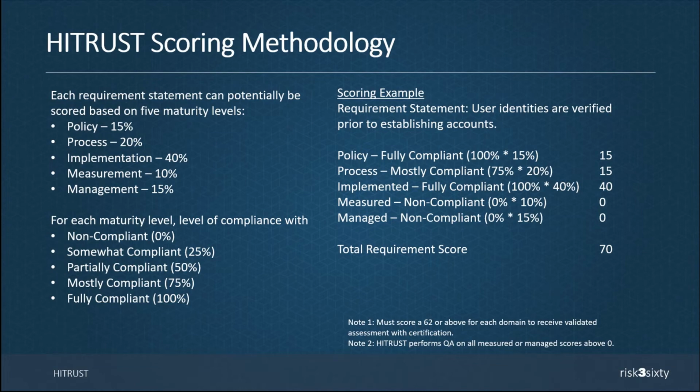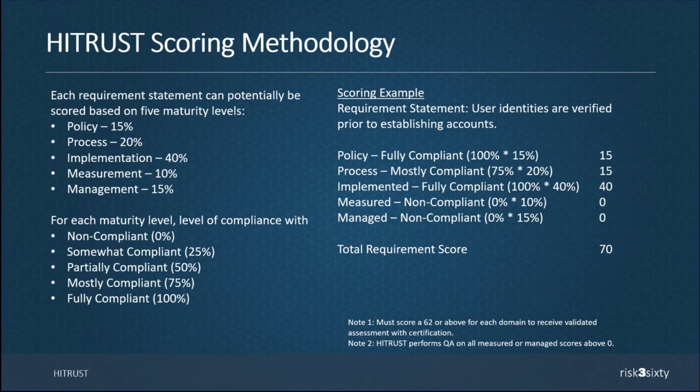So we talked about how for each requirement statement, there's 5 potential levels that you're going to be assessed against. Again, usually most assessor firms will only look at the first 3 unless they need to boost your score. So let's say for policy, you're fully compliant here, right? You've got a policy statement that clearly lays out this requirement.